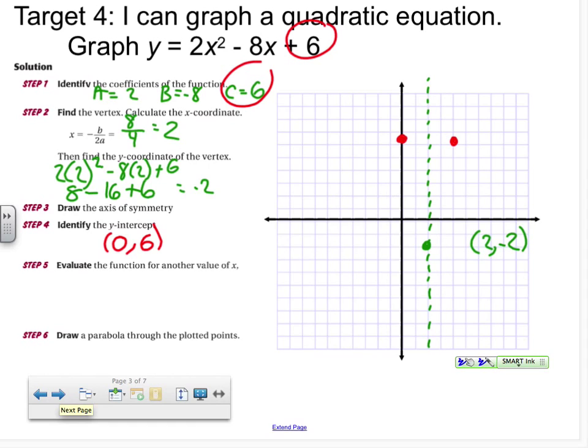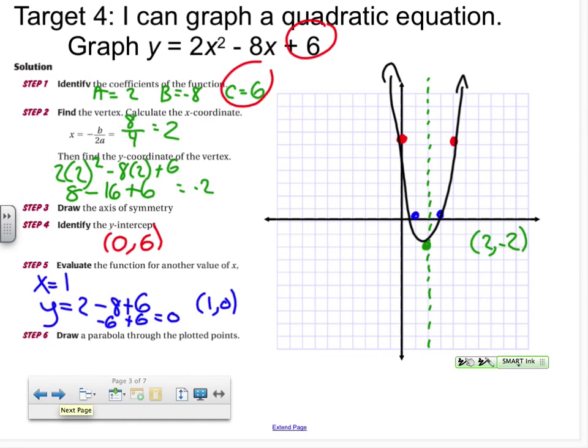Find one more point. Pick something close to the axis of symmetry. I'm going to pick when x is equal to 1. And then to find the y-coordinate, you just plug and chug. If I plug it in, 2 times 1 squared is 2. 8 times 1 is 8, so it's 2 minus 8 plus 6. 2 minus 8 is negative 6, plus 6 is 0. So we got 1, 0. Plot that and reflect it, and then we can play a game of connect the dots. And there is a graph of our parabola.